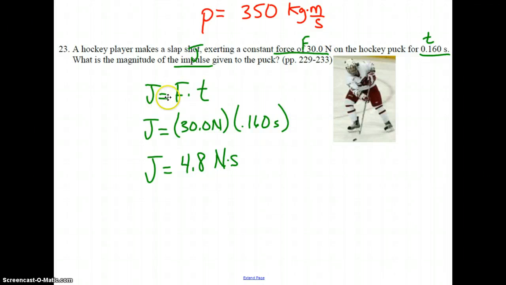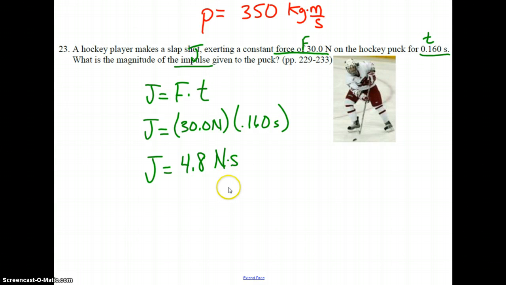Impulse, capital J, is the force times the time over which that force acts. The force was 30 newtons. The time was 0.160 seconds. Multiplying these two, we get 4.8 newton seconds. The unit of impulse is newton seconds. At some point, we'll show from the impulse momentum theorem why the newton second and the kilogram meter per second are the same and interchangeable.